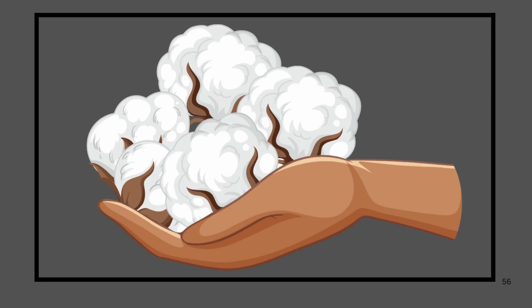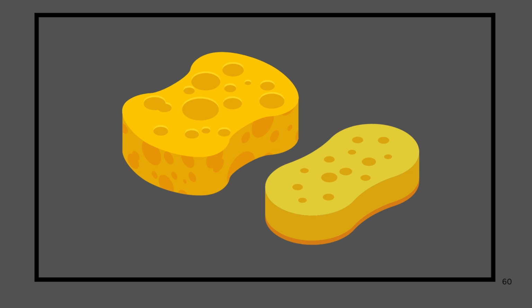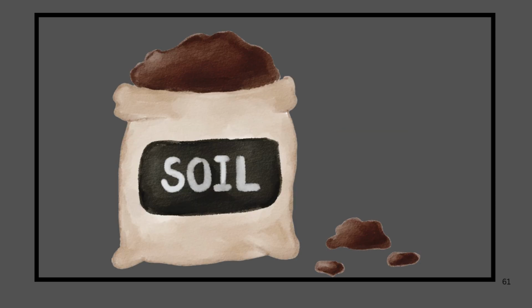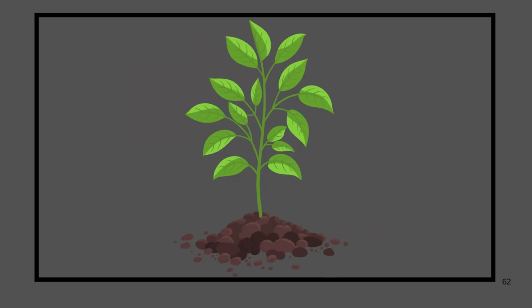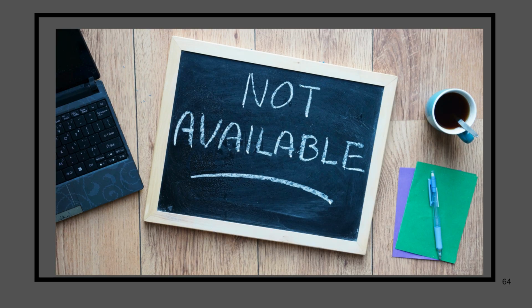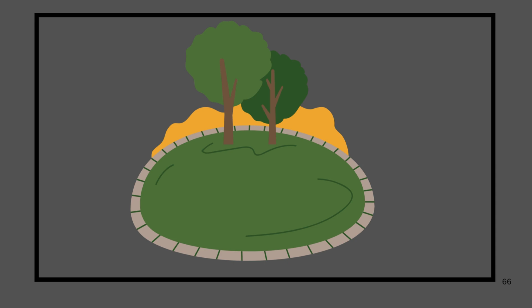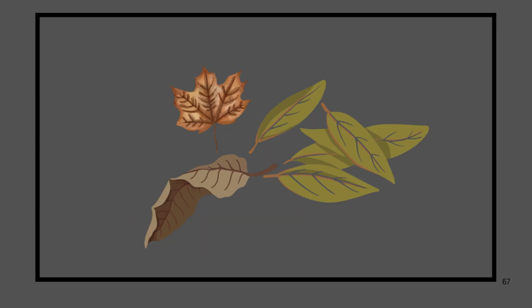Next, we need cotton to represent clouds. If that's not available, we can use alternatives such as tissue or sponge pieces. Next, we need soil and plants to demonstrate the carbon cycle. If that's not available, we can use alternatives such as an indoor potted plant, a garden area, or dry leaves.